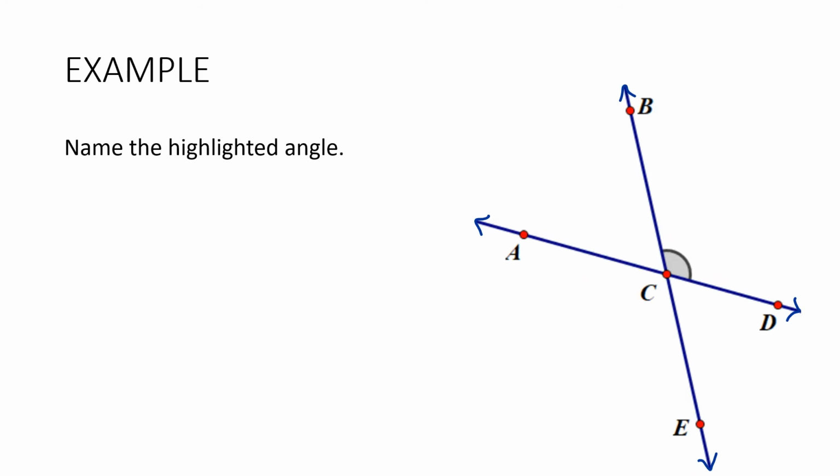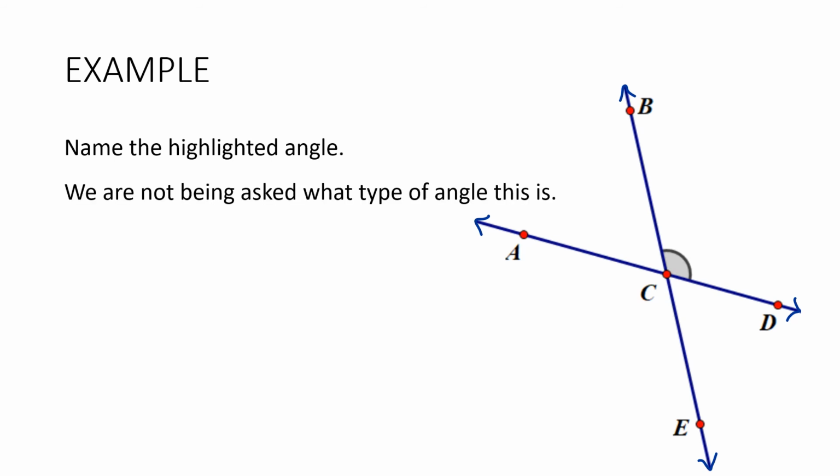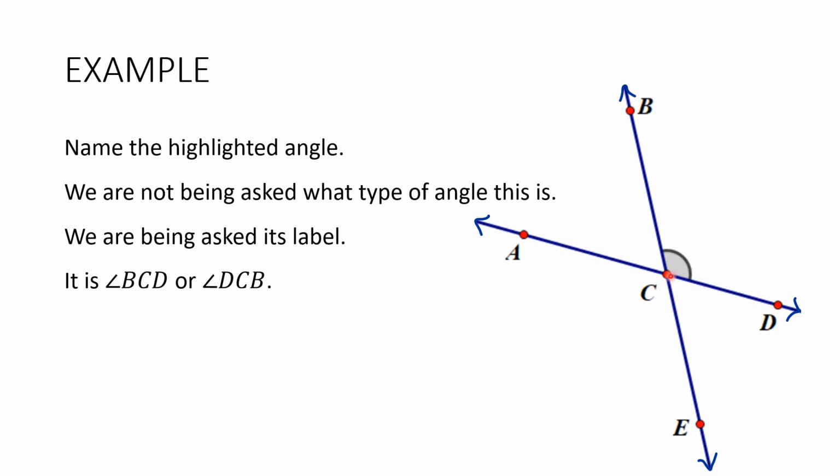Here's another example. Name the highlighted angle. Now I just want to point out that we're not being asked the type of angle. Okay, we're not being asked is it acute or obtuse or reflex. We're being asked its label. So we start at one of the arms, go through the vertex and end at the other arm. So this would be angle BCD or angle DCB.